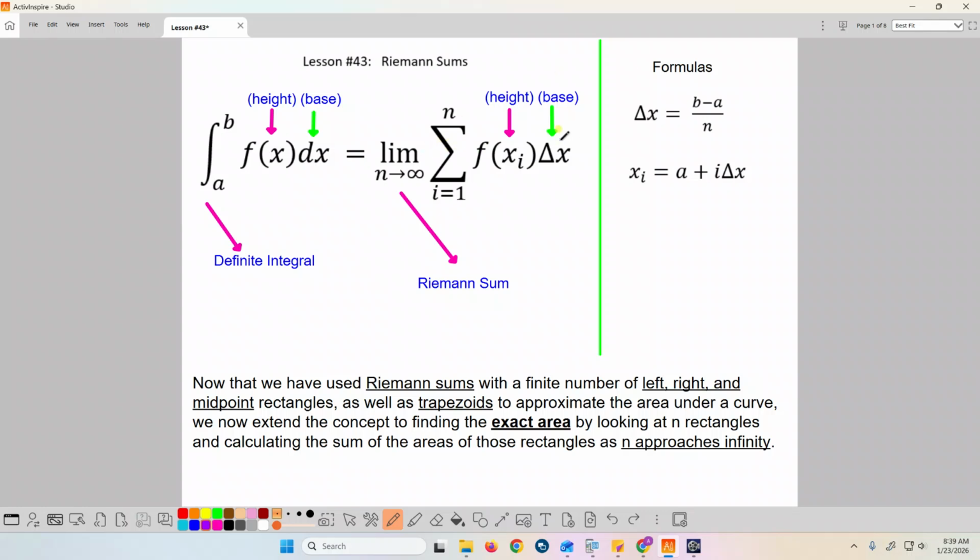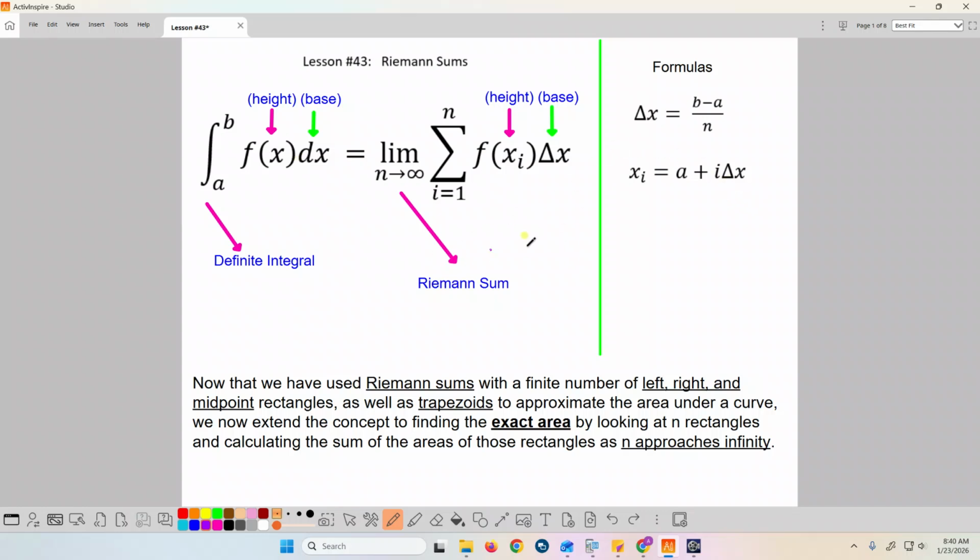First thing I want to talk about is that we can see here the definite integral. When we see something like this, it represents the height times the base, like a rectangle. So we have these rectangles from a to b, and that's the area underneath the curve from a to b.